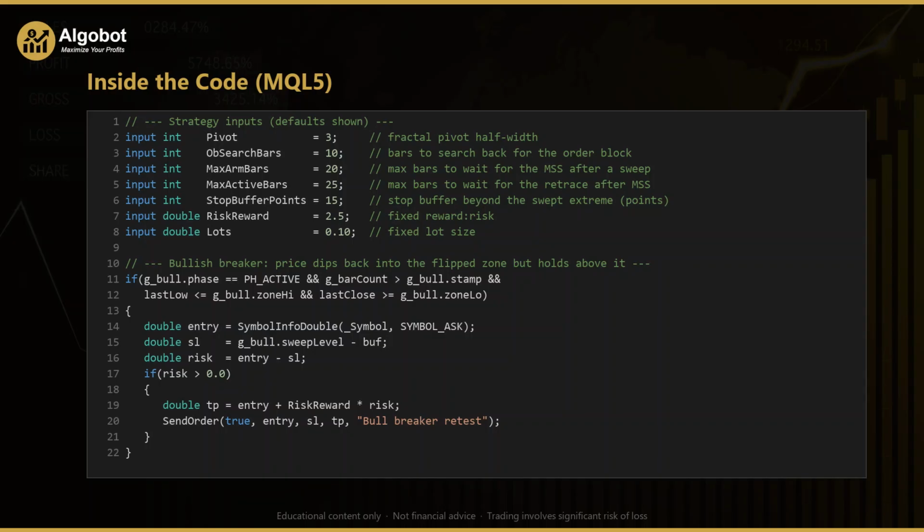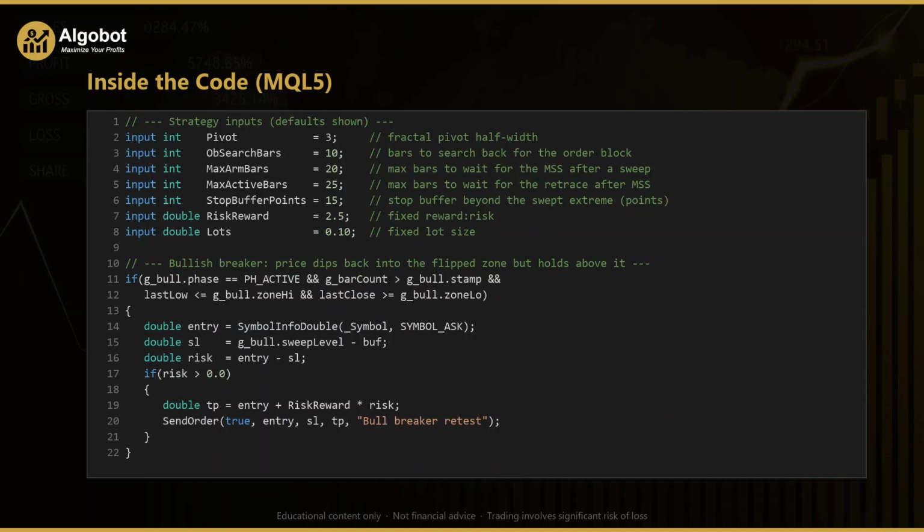Now the entry block. The first line checks three things. The bullish setup must be in the active phase, meaning the sweep and the structure shift have already happened. The bar count must be greater than the stamp, so we never enter on the very same bar the shift confirmed. And the candle must actually touch the zone, where the low dips at or below the zone high, while the close holds at or above the zone low.